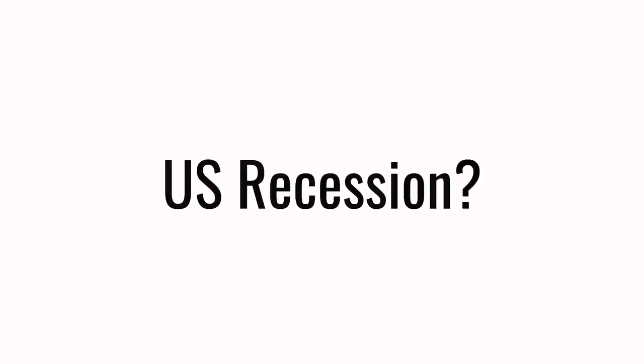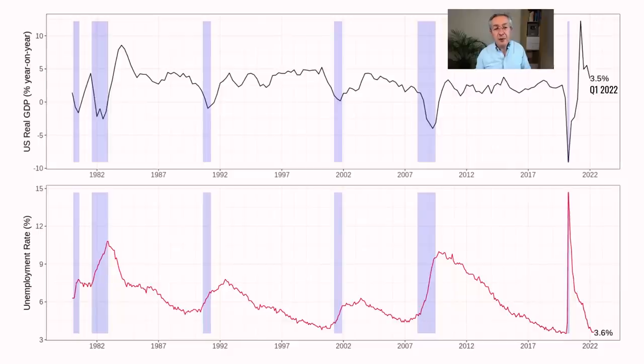The problem with US recessions is you don't usually find out they've happened until afterwards. And that's because there's a committee, the NBER committee, which decides where these blue shaded regions occur. And they usually do that after the fact.